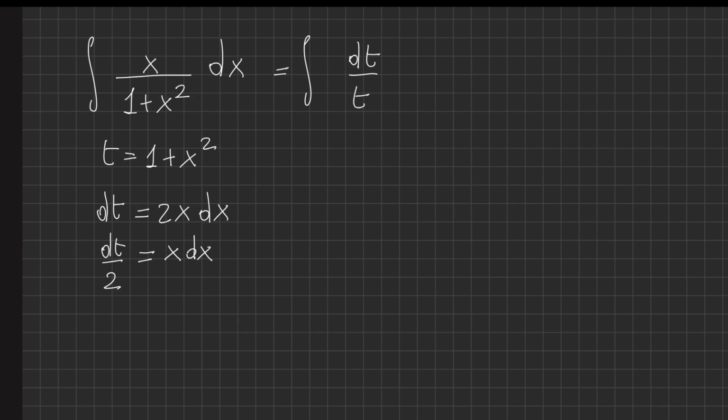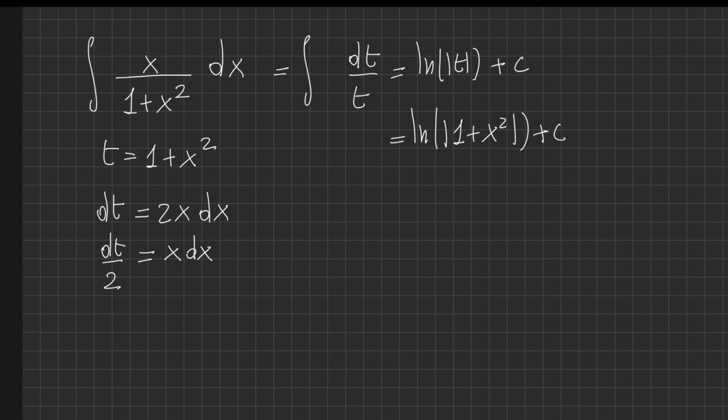And again, this is just the logarithm, so this is just going to be the log of the absolute value of t plus a constant. And finally, I just remember that the log of the absolute value of t is just the log of 1 plus x squared, because that's what t is equal to. So this is the log of the absolute value of 1 plus x squared plus c.